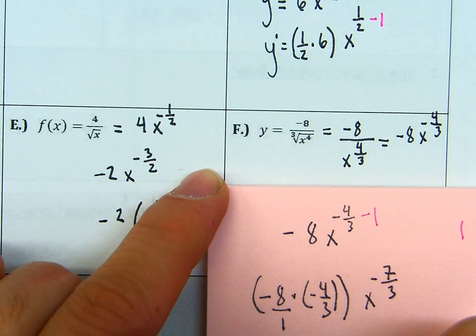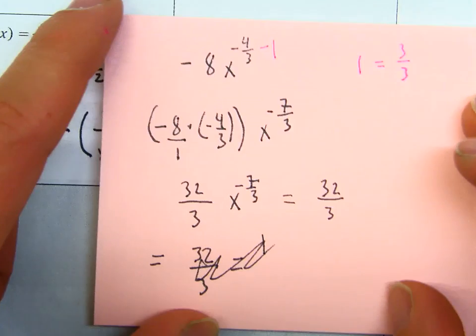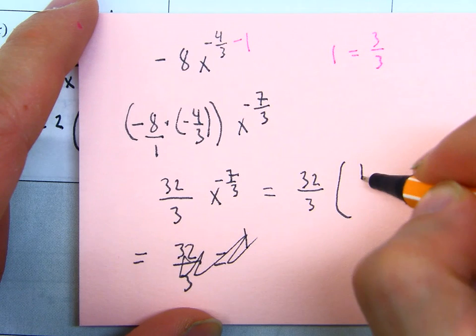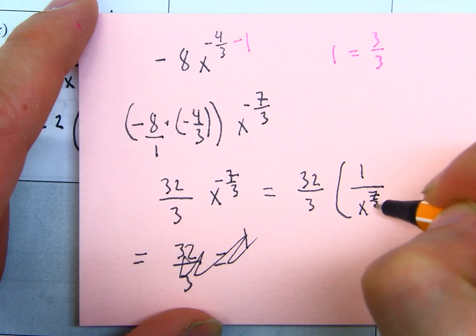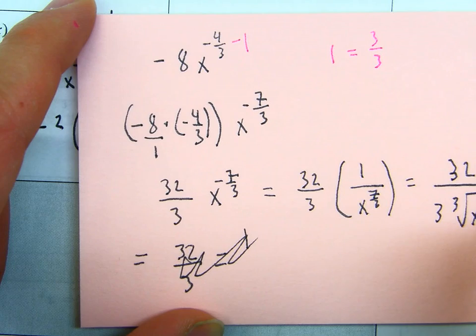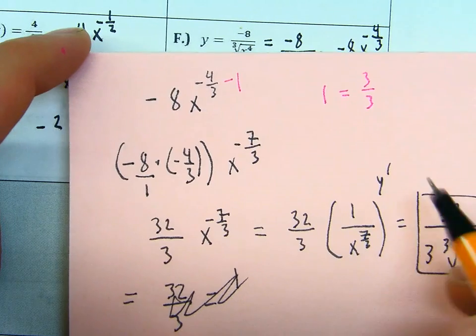So this is x to the negative 7 over 3, which then becomes 32 over 3 times 1 over x to the 7 over 3. That's just equal to 32 over 3 times the cubic root of x to the 7. And this represents the derivative of y. So this is y prime over here.